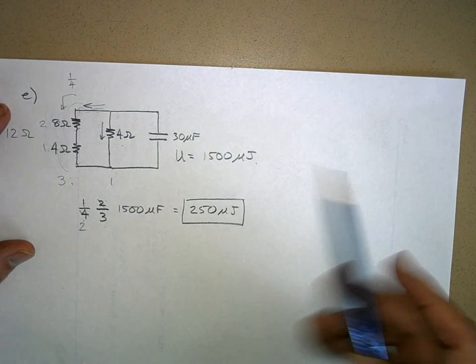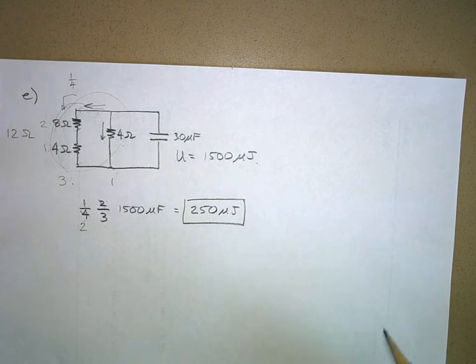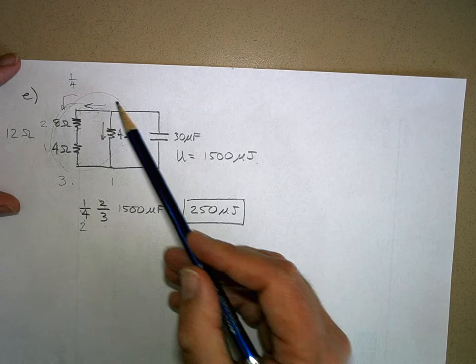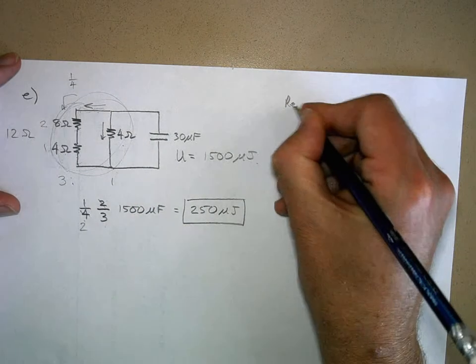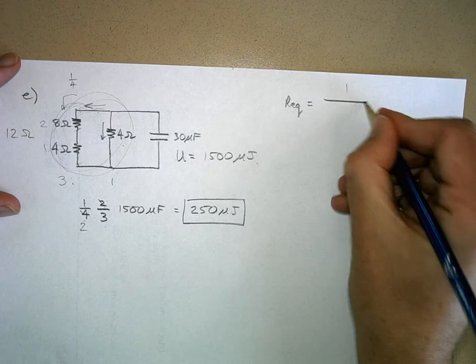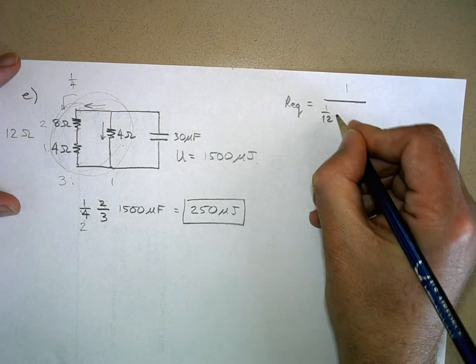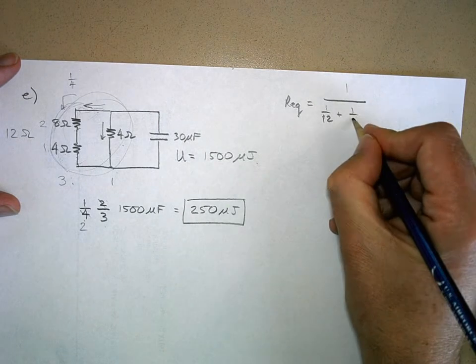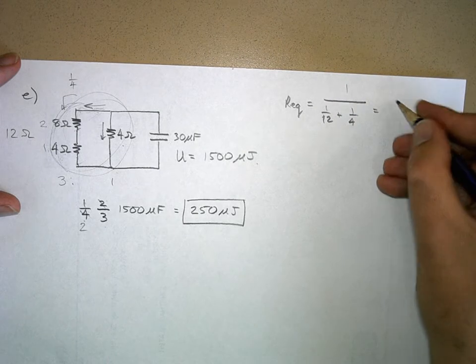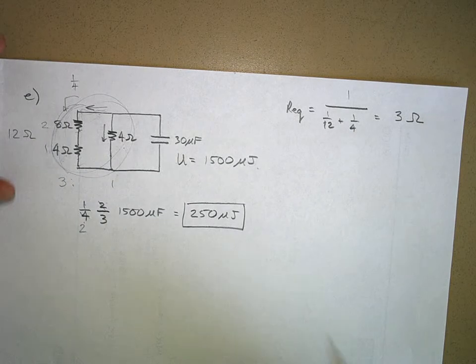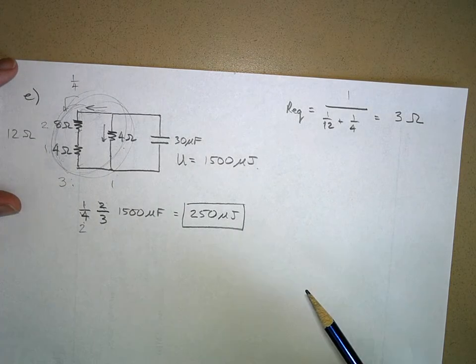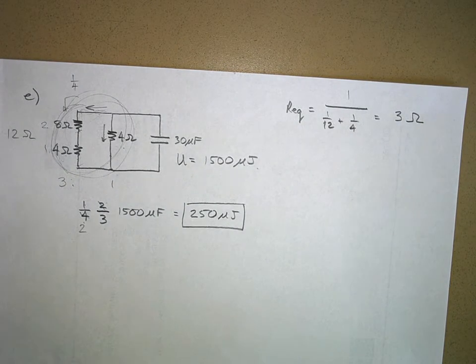This is really a dissipating RC circuit. So what's the equivalent resistance of this whole thing? Yeah, 1/12 plus 1/4. We already did that, right? It's actually 3 ohms. This is the equivalent of all this, 3 ohms. And we know the capacitance, so we can figure out what the time constant is for dissipating all this.